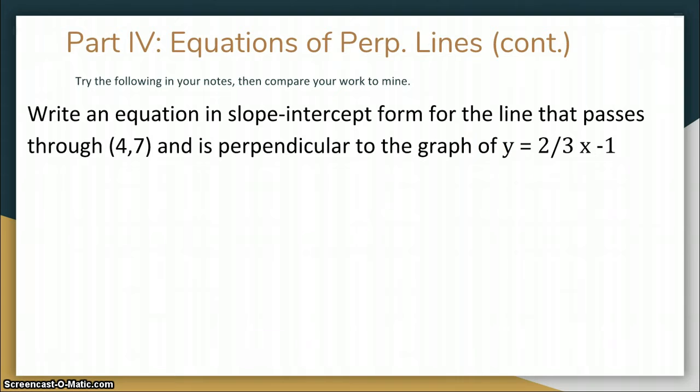Write an equation in slope-intercept form of a line that passes through 4, 7 and is perpendicular to the graph of y equals 2/3 x minus 1. Pause the video, take a moment to take a crack at this one, and then we'll come back.